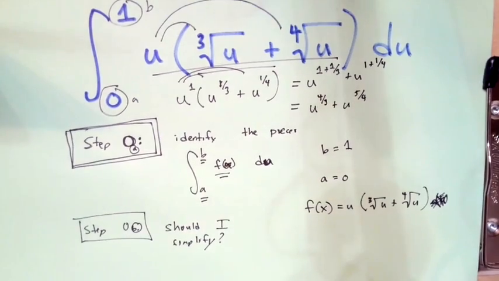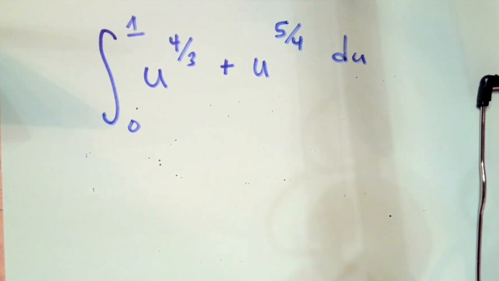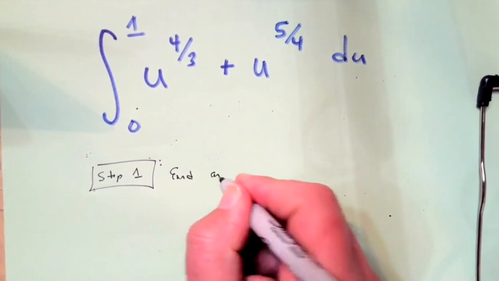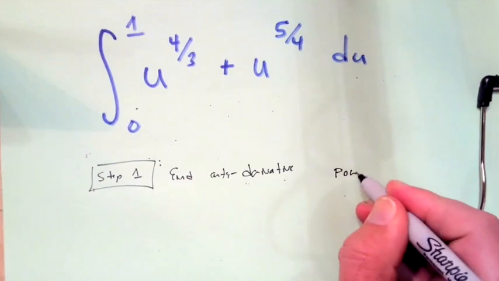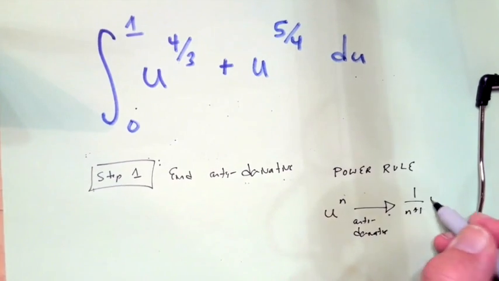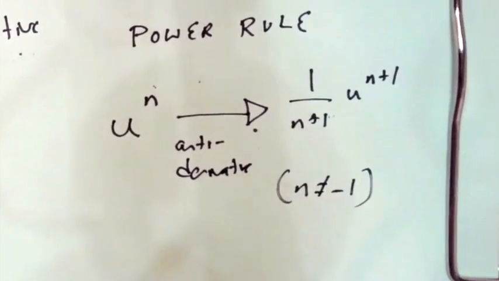So my suggestion is to take this integral that we have and rewrite it. So I can rewrite this as the definite integral from 0 to 1 of u to the 4/3 plus u to the 5/4 du. And so step 1 is to find the antiderivative. Here we will be using power rule. So power rule for antiderivative says that if you start out with u to the n, when you take the antiderivative, you end up with 1 over n plus 1 times u to the n plus 1. This works as long as n is not equal to -1, because that ends up with 0 in the denominator, and so on.